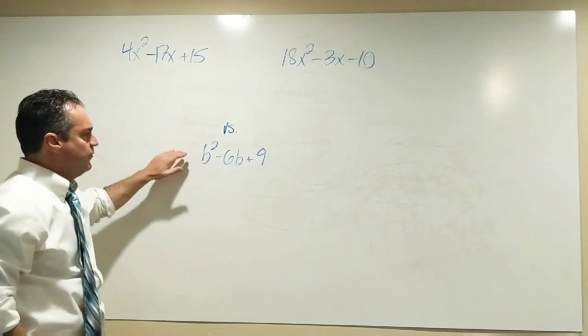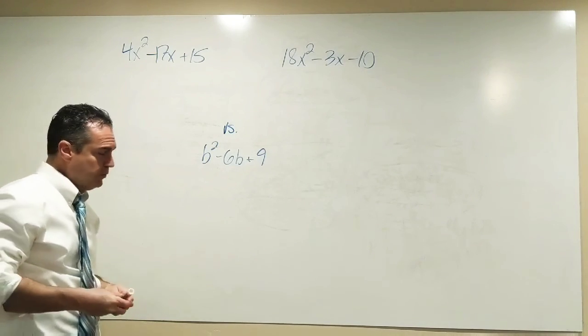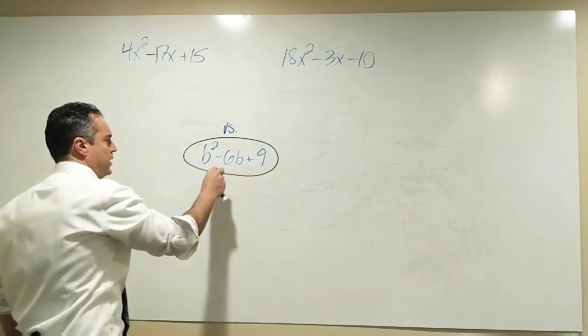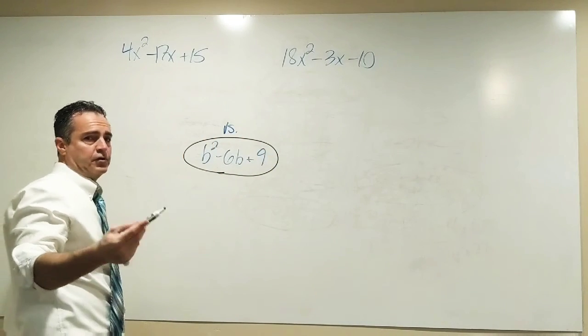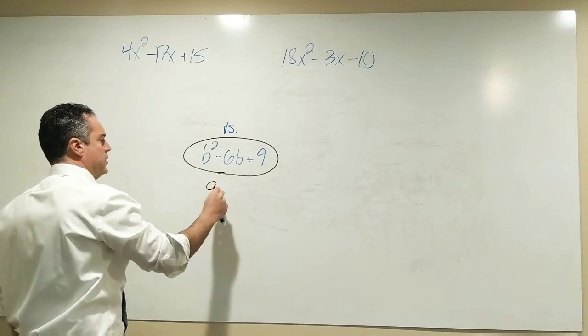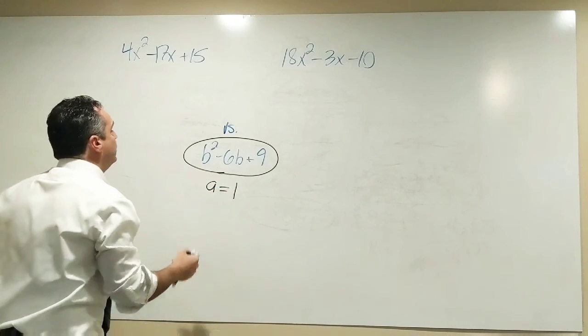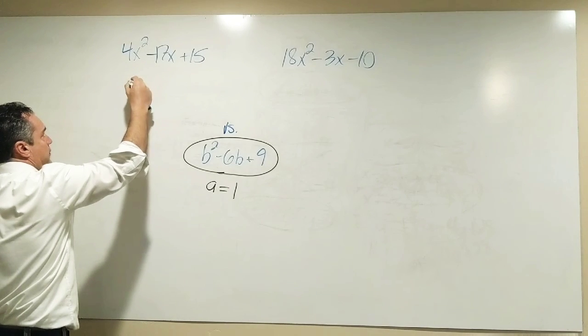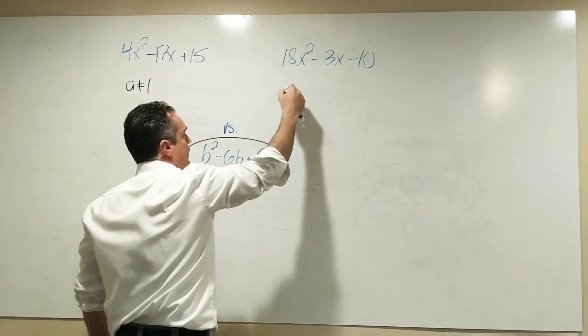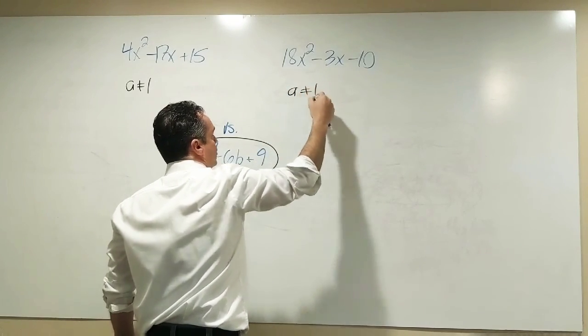In section 5.2, we're going to be doing problems like this. This is what we just learned today. I want to ask everyone, including Nicole, what does A equal in this problem? 1. Yeah, A equals 1. Okay? What does A equal in this problem? 4. Okay, so A doesn't equal 1, it equals 4. And what does A equal here? 18. And so A does not equal 1.